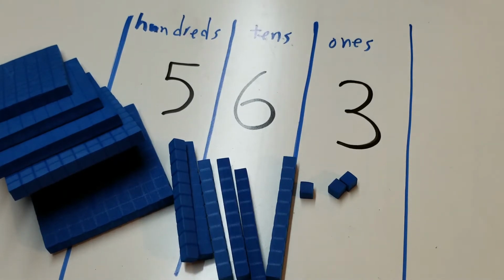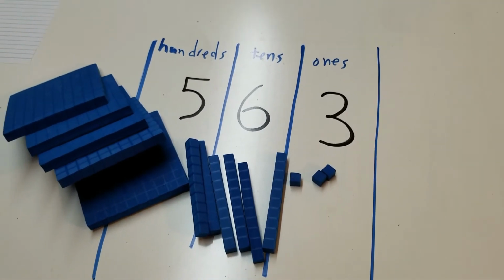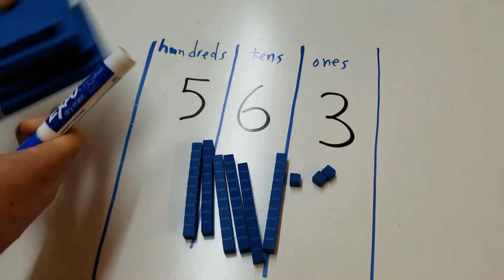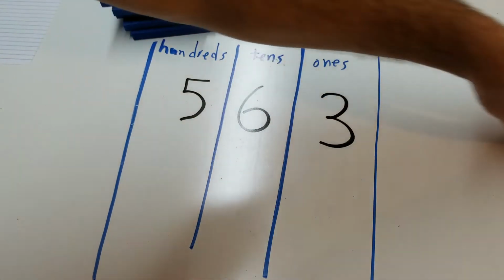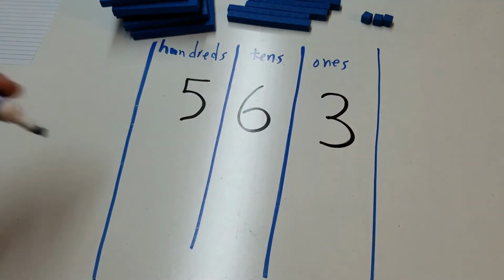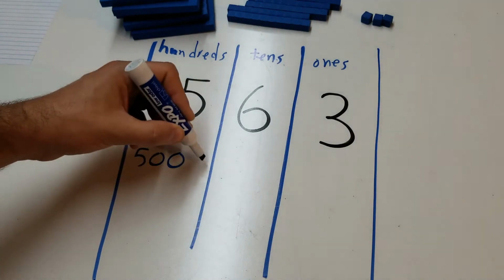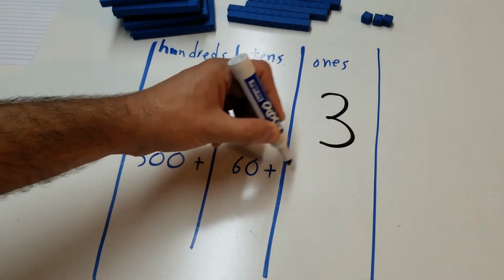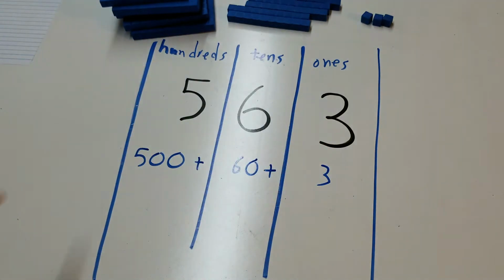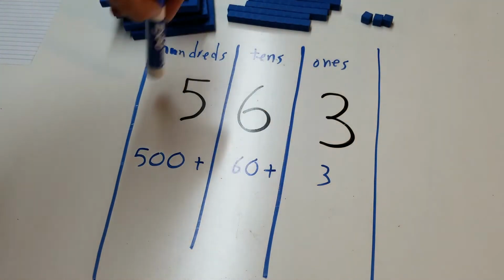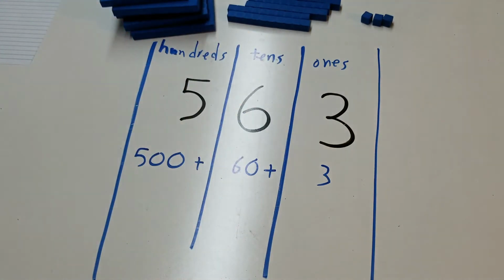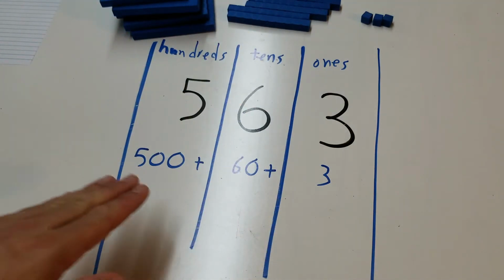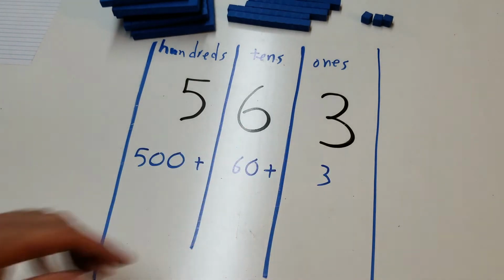Let me put these aside for just a second. We'll put these right up here. We can say 500 plus 60 plus 3. That's another way that we could write this number. 563. Obviously, we prefer this. We call this standard form. It's shorter, it's simpler. We call this expanded form. And it's the same thing, 500 and 60 and 3.